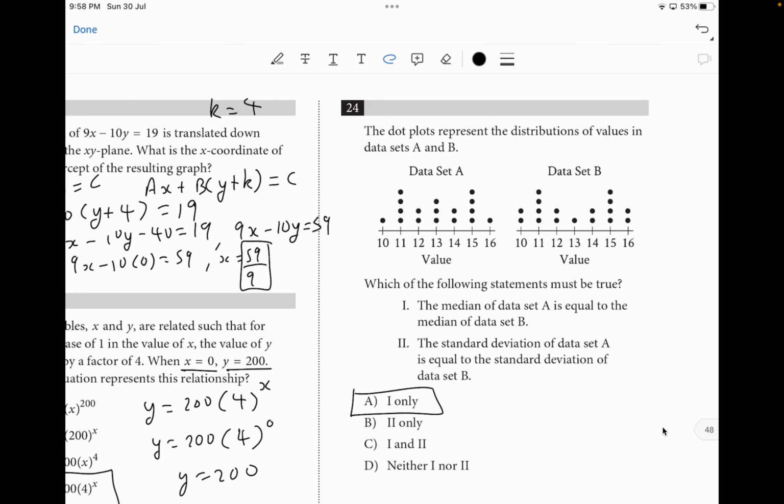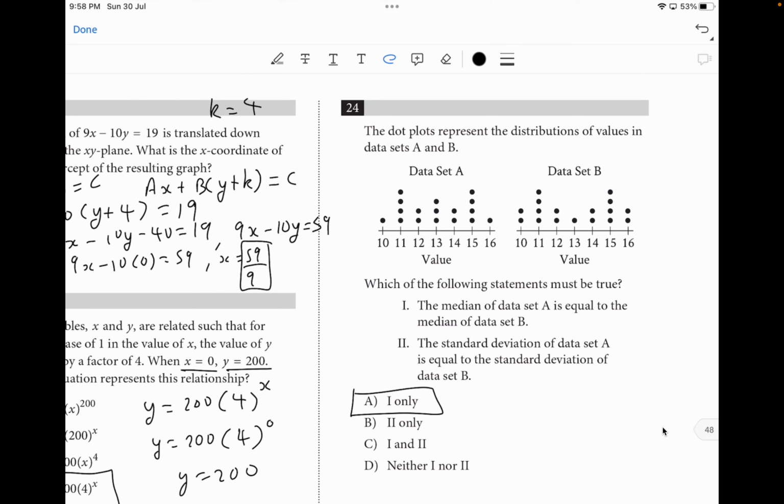Now, I'm going to give you the reasons why choice A is the correct answer for question number 24. The median of a data set with an odd number of values, in ascending or descending order, is the middle value of the data set. Since the distributions of both data set A and data set B form symmetric dot plots, and each data set has an odd number of values, the median is given by the middle value in each of the dot plots. So thus, let's say the median of data set A is 13.